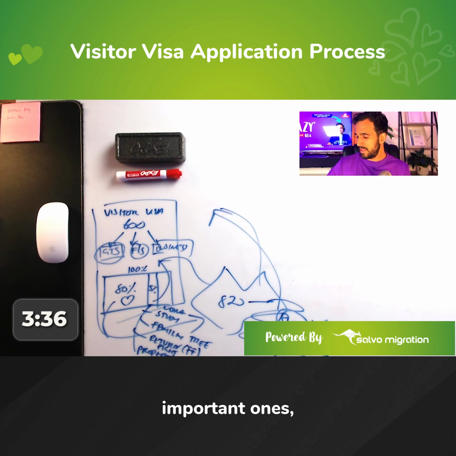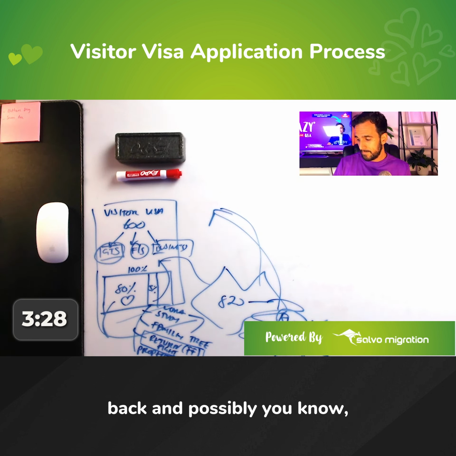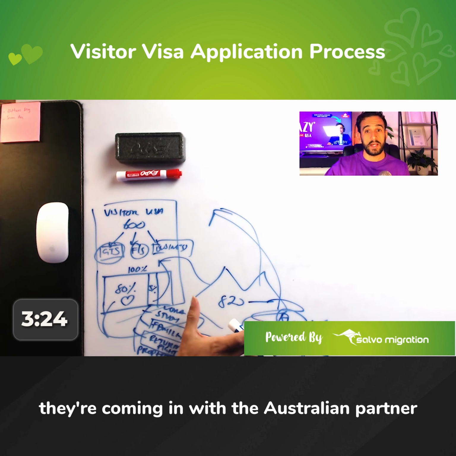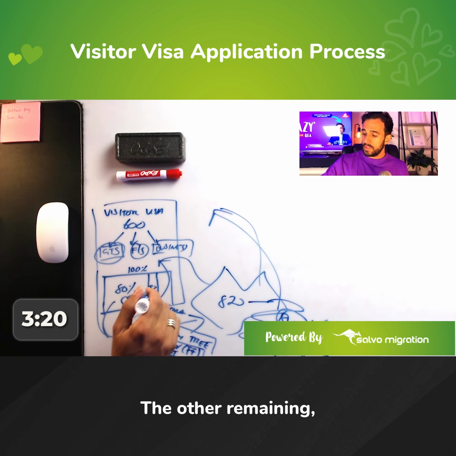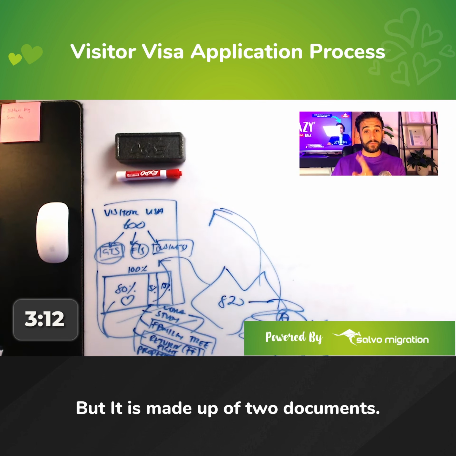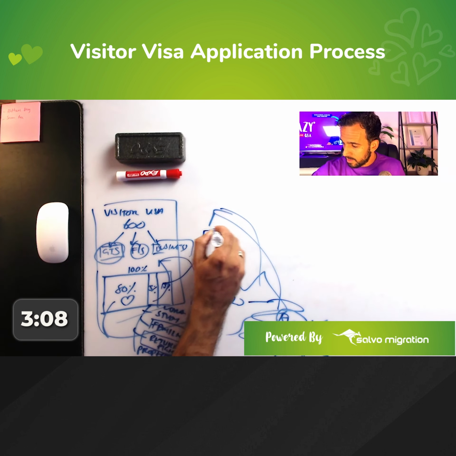If I were to emphasize the important ones, I would say fully flexible return airfare back, and possibly a family tree diagram showing that, yes, they're coming with their Australian partner, but everybody else is back home. The other remaining, let's say, 15%, sorry to use awkward percentages, is made up of 2 documents. The first is a cover letter.